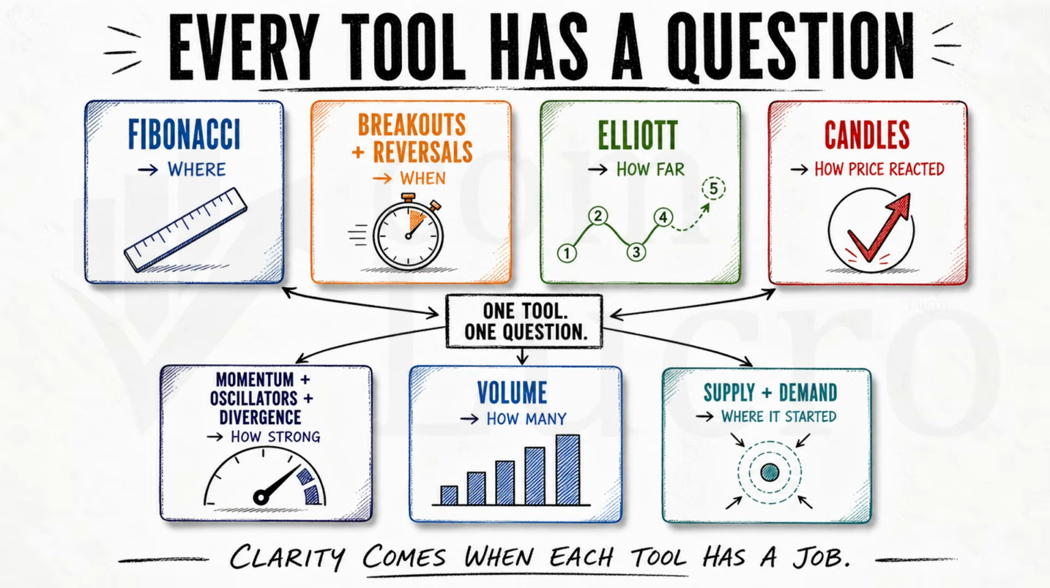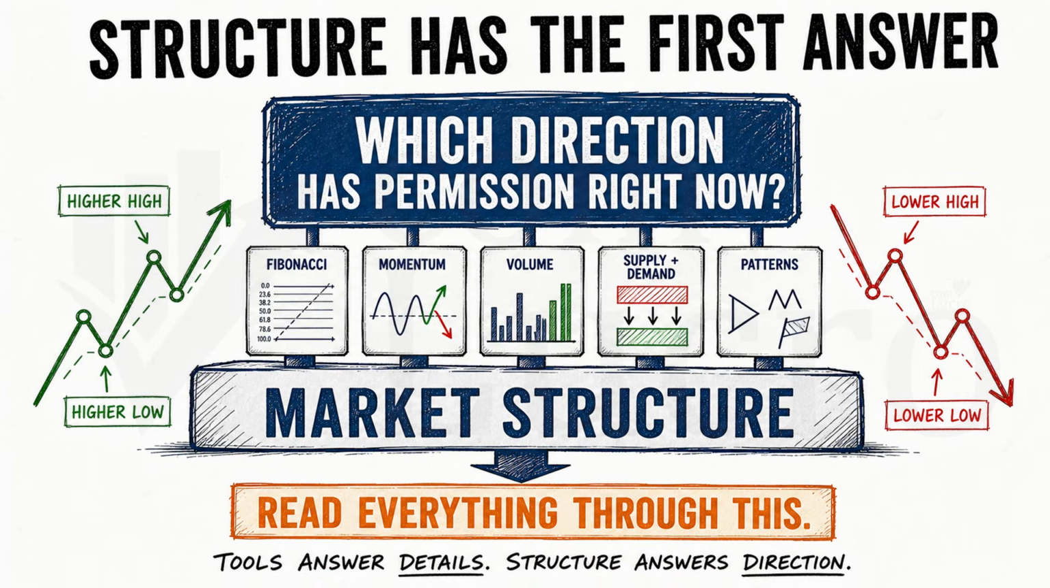So let's tie this together. Every tool we covered answered a different question. Fibonacci answered where. Breakouts and reversals answered when. Elliott answered how far. Candles answered how price reacted. Momentum, oscillators, and divergence answered how strong. Volume answered how many. Supply and demand answered where it started. Not one of them answered the first question: which direction has permission right now? Only structure does that, and that is why we put it first and read everything else through it.